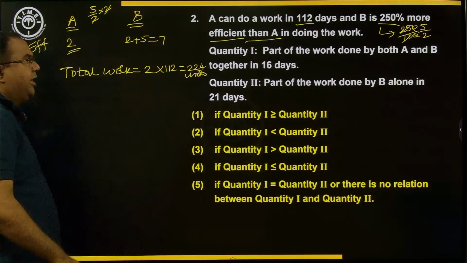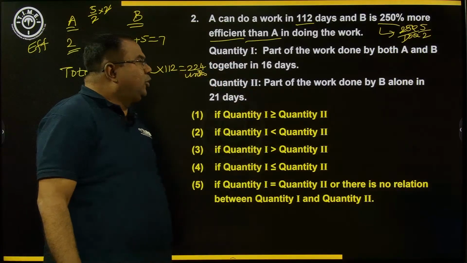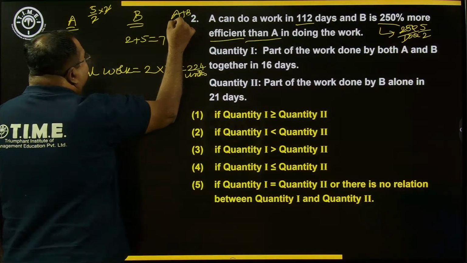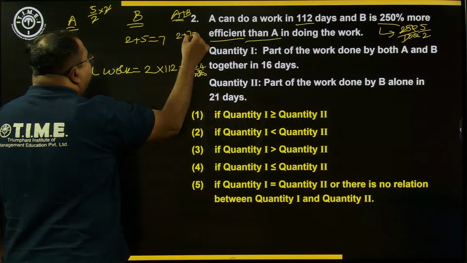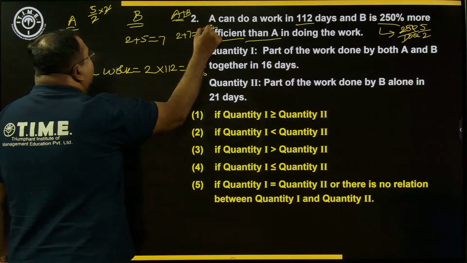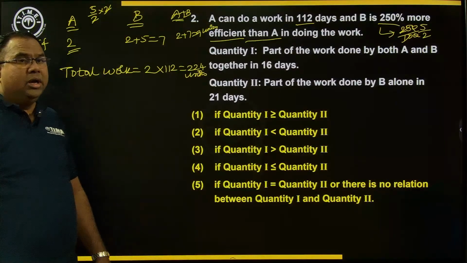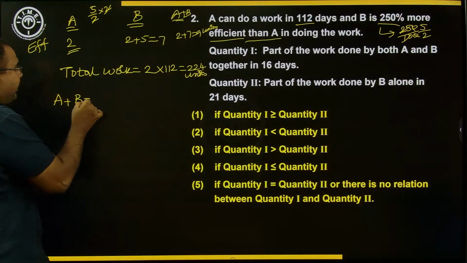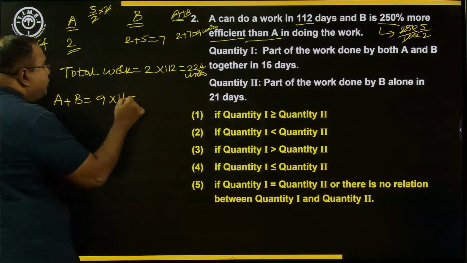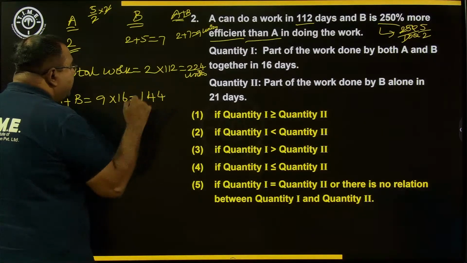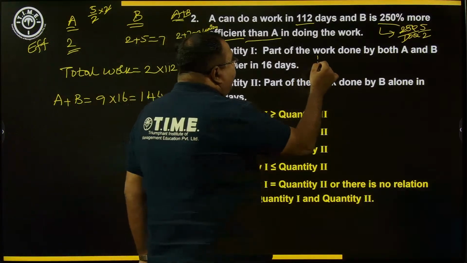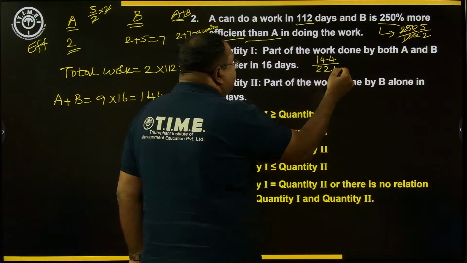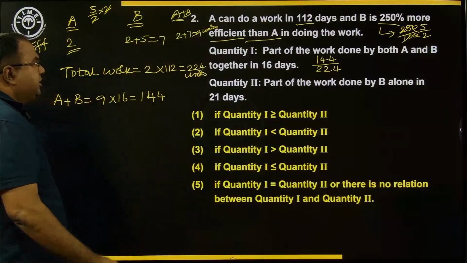Okay. What is my quantity 1? Part of the work done by A and B together in 16 days. A plus B together will do 2 plus 7, 9 units. A will do 2 units, B will do 7 units. So both of them together will do 9 units. So in 16 days, A plus B will do 9 units per day into 16. So 144. Part of the work done is 144 upon, what's the total work? 224.